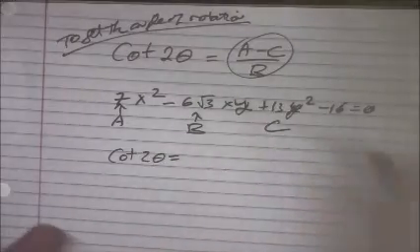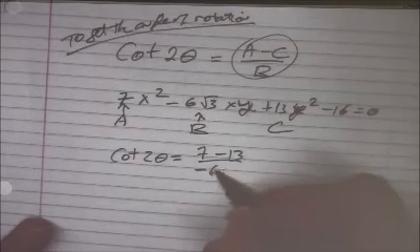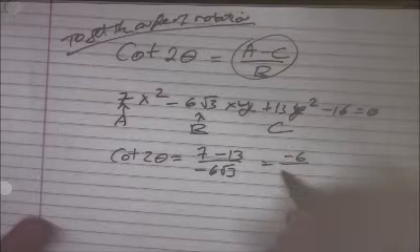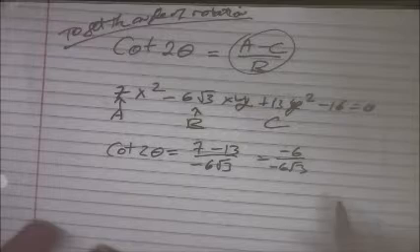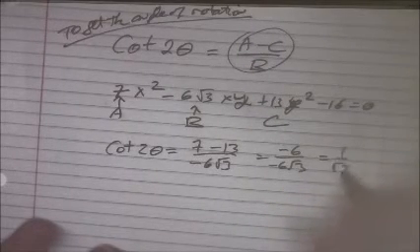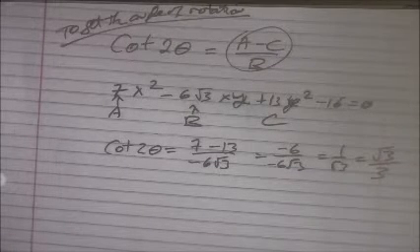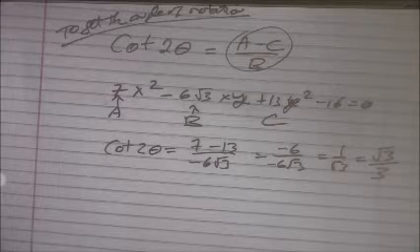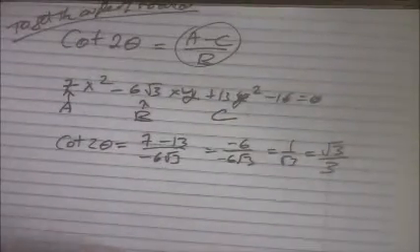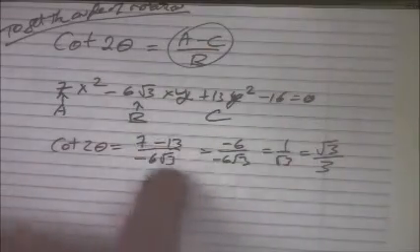Cotangent of 2 theta is equal to 7 minus 13 over negative 6 root 3. So you get a negative 6 over negative 6 root 3. Cancels out the negatives, the 6's become 1's, and you end up with 1 over root 3, or root 3 over 3. You like it when it's one of the ones on the unit circle. So you have to recognize that it's on the unit circle. So I'll make sure everyone gets that. All I did was take the A, B, and C and plug them in.